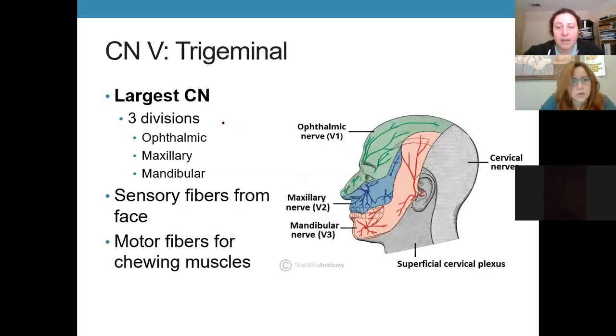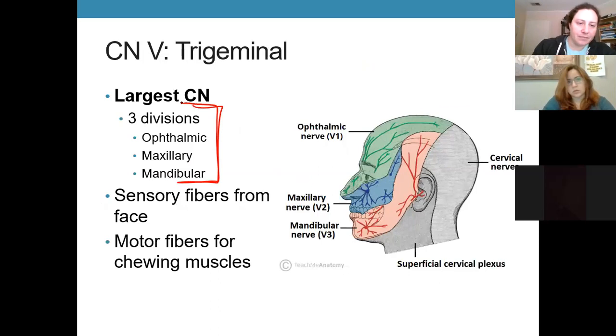Now 5 is super important. It's called the trigeminal because there are 3 major branches off of it, and it's sending pretty much all of the sensory information from your face back to your brain. It also carries the motor efferents for your chewing muscles. So that's pretty much like your masseter and your temporalis, and then some little guys in there that I didn't make you learn.